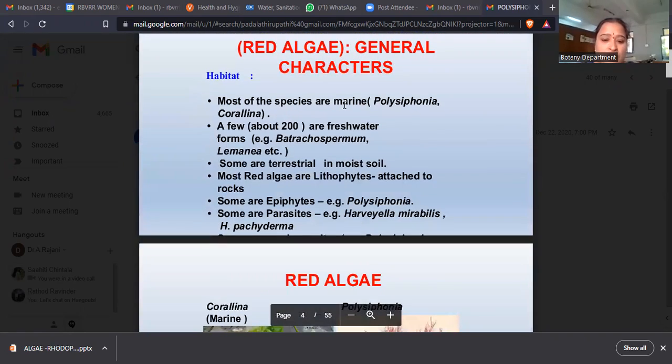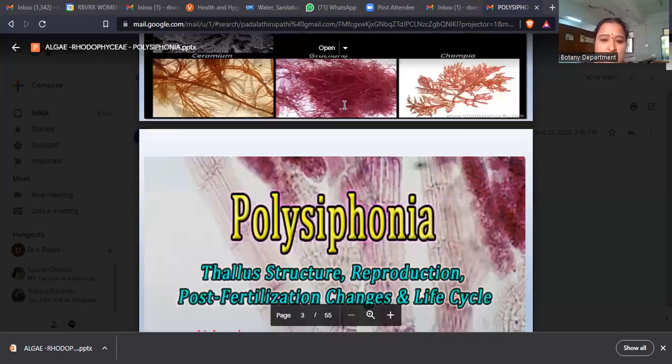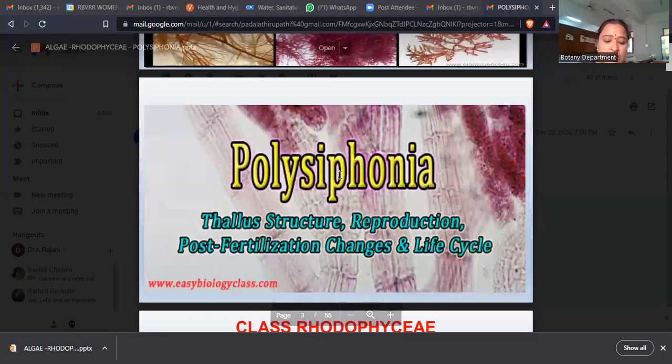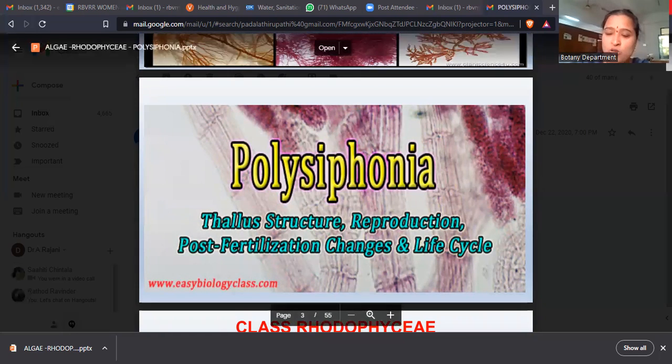Coming to this one, what is the classification? Here in this classification, Rhodophyceae, Ceramiales order, a very important order also. In the last class I did not explain Volvox, Volvocales order, and Ectocarpus, Ectocarpales order. But here in Rhodophyceae, for Polysiphonia, the order is Ceramiales, the family is Rhodomelaceae, and the genus name is Polysiphonia.